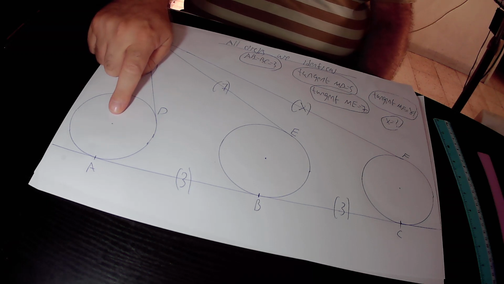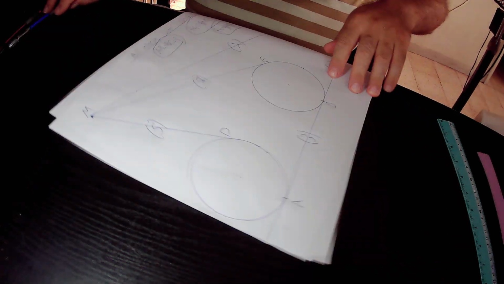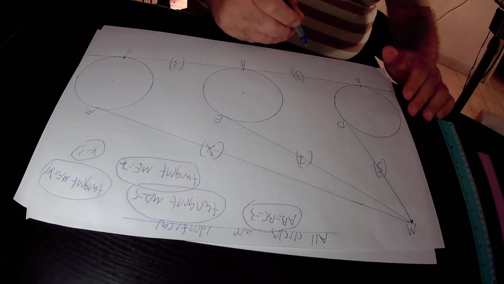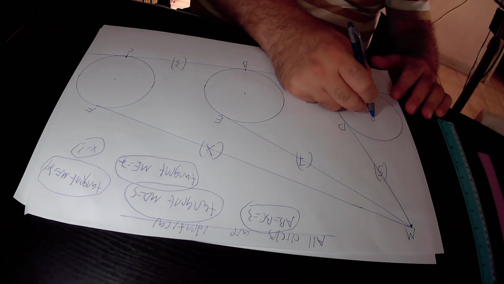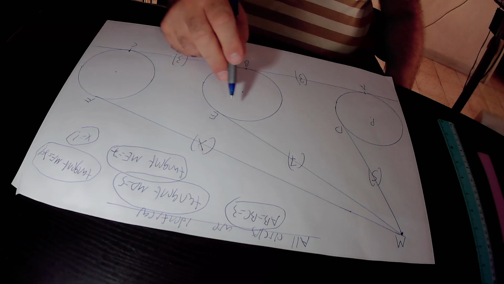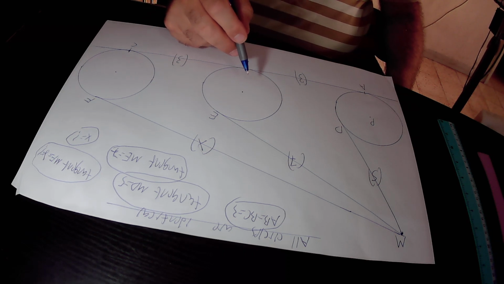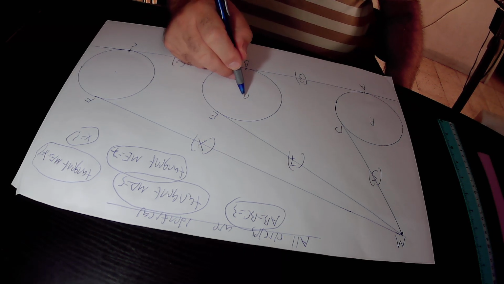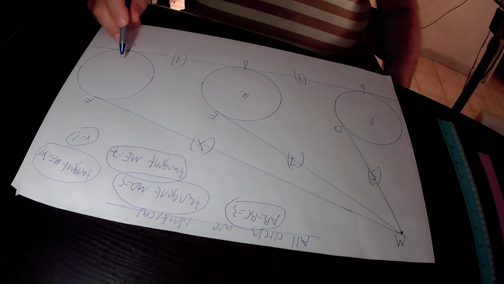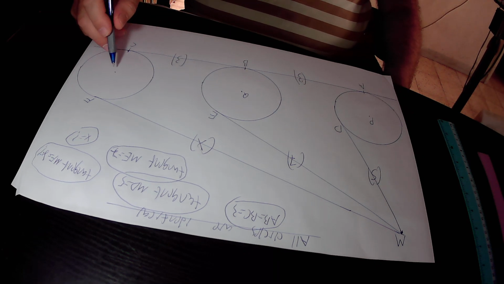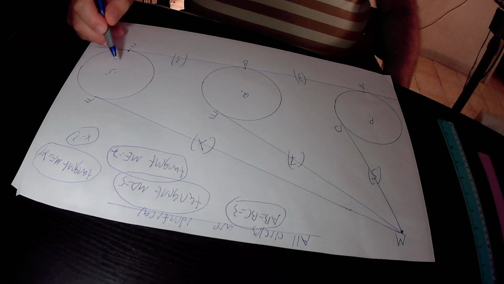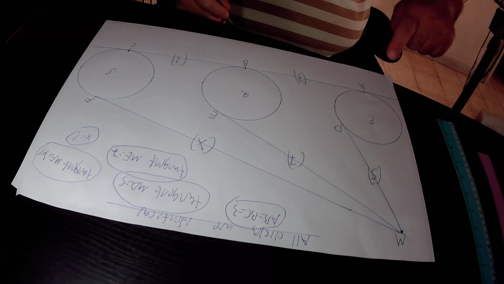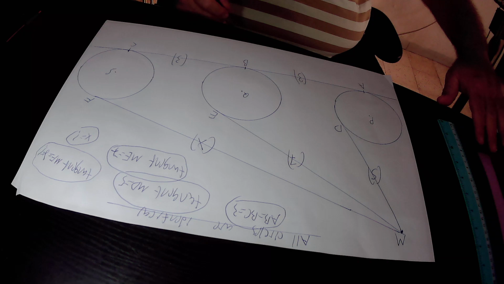First of all, we define the center of this circle. This point is point P. And we define the center of this middle circle. This point is point Q. And we define the center of this circle. This point is point S. In the next step, we join points P and D together by a straight line.